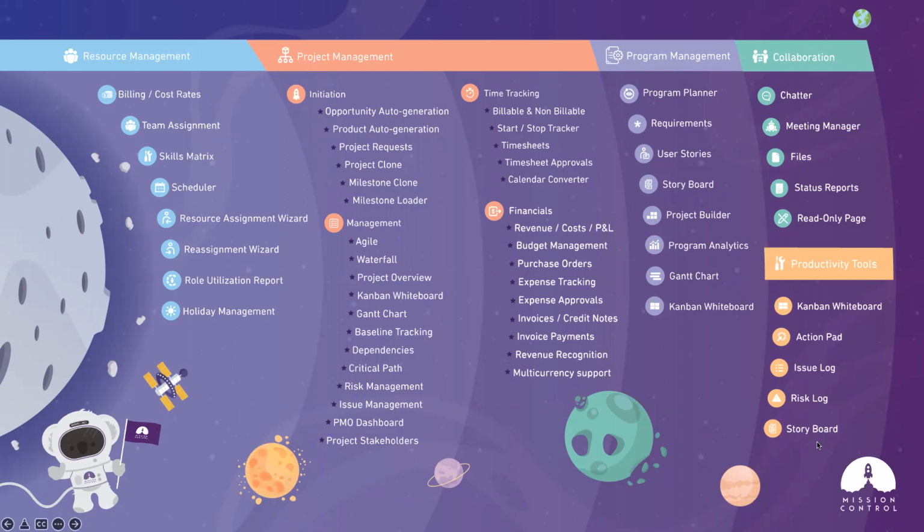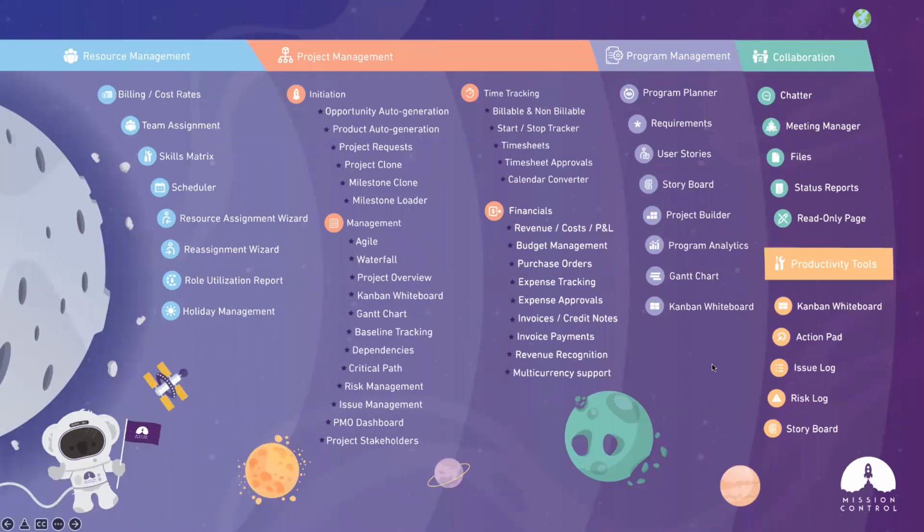And then finally, underneath here, I think we've talked about everything with the exception of the action pad. I'll be demonstrating that today as well. That's going to be a space on the project level. Users can jump in and mark off their actions for that specific project.